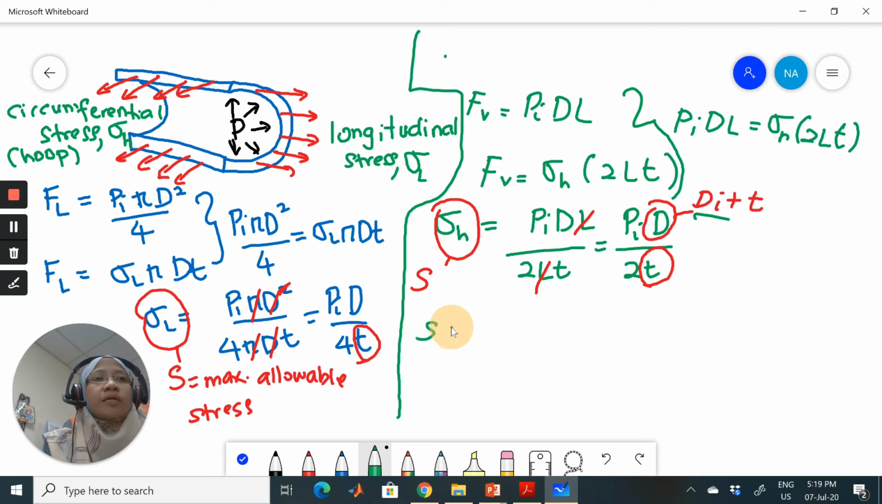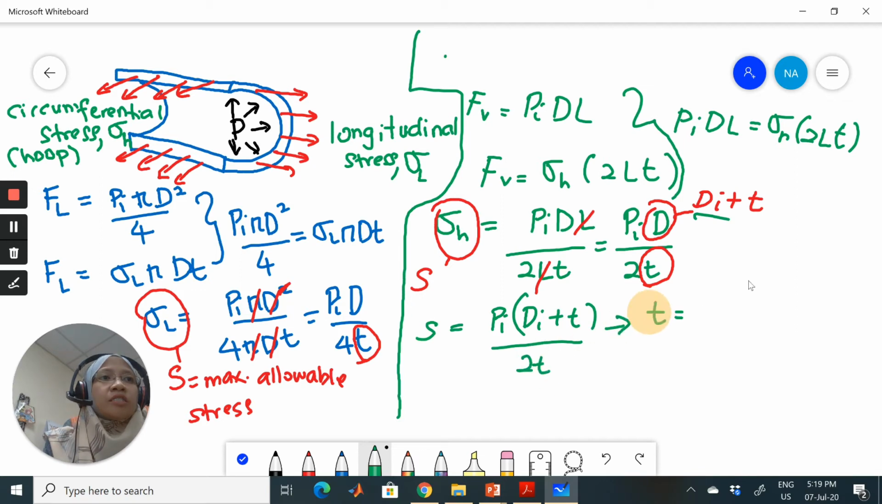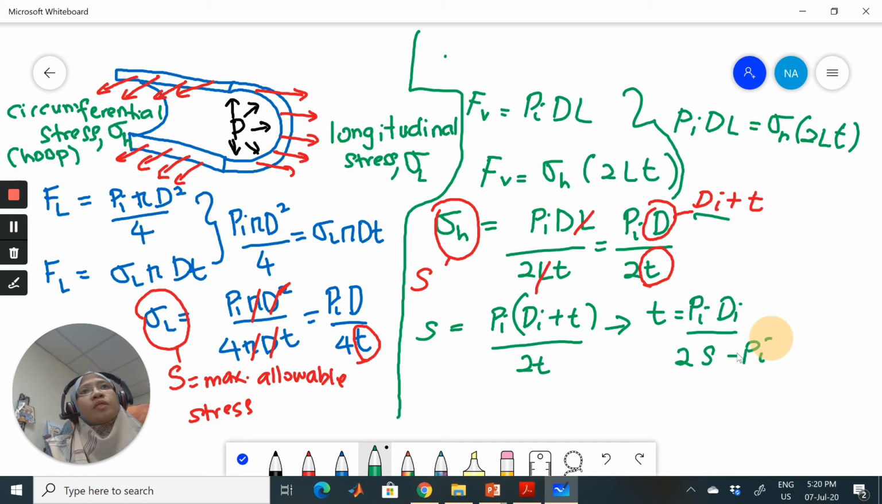we can get S equal to pi internal pressure, and then di plus T, and then Wt, and then this we rearrange it and we can get T equal to 2S minus Pi. Alright, so this is what we can get when we derive it from the expression for thin wall thickness. Okay, thin wall vessel.